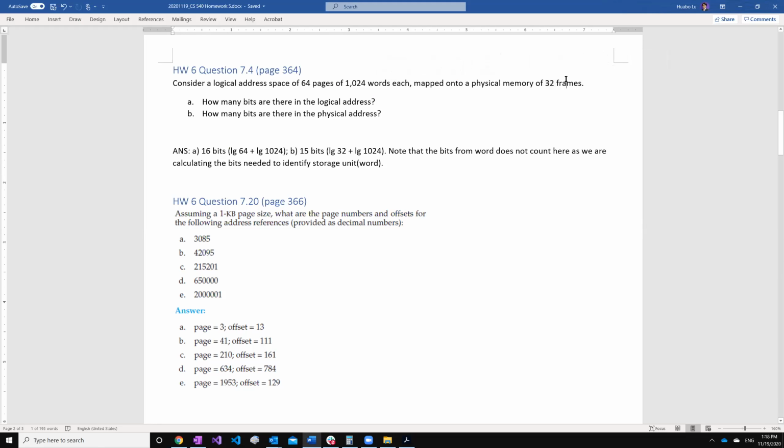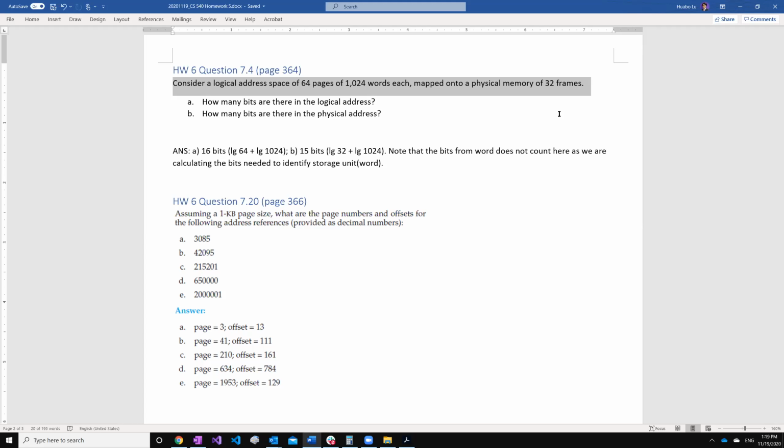Guys, when you see 32 frames and 64 pages, of course these two are not the same, 64 versus 32. Let me ask you, if one page has 1024 words, how many words do we have in a frame? Guys, how many words in a frame? Someone tells me 2048. Is that the answer? No, big no, that's not the answer.